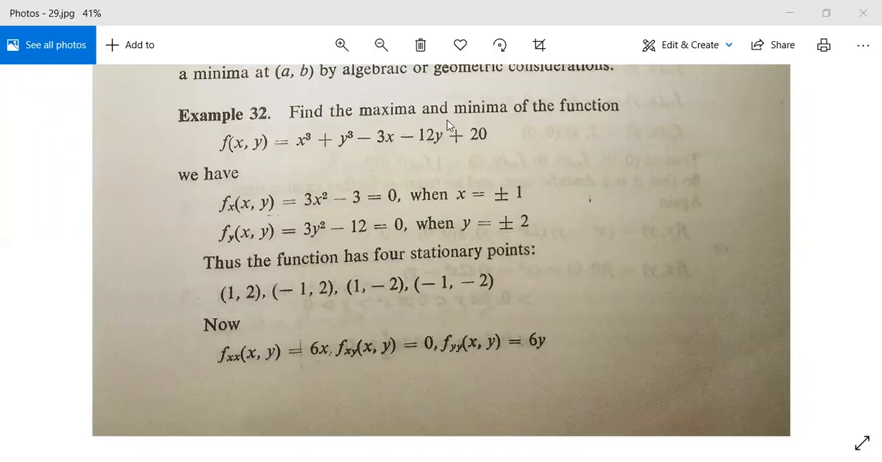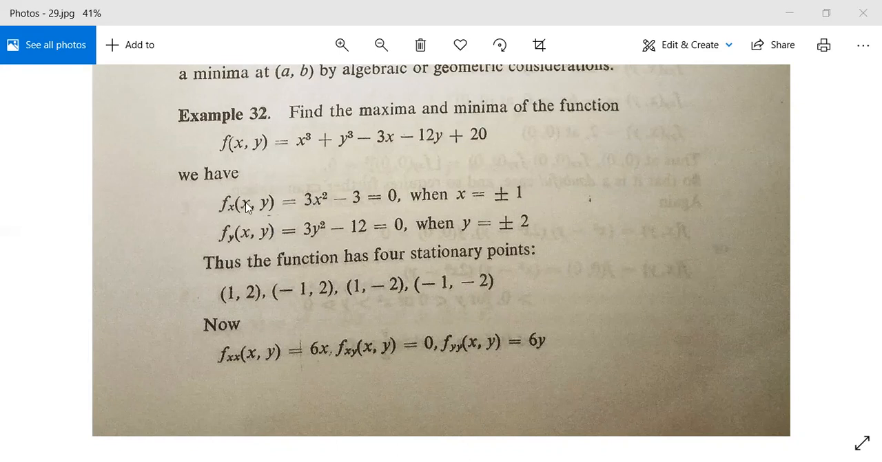Example 32. Find the maxima and minima of the function f(x,y) = x cube + y cube - 3x - 12y + 20. This is a function of both the variables x and y, so it is the case of a function of two variables. For finding maxima and minima, we need to find fx and fy and equate them to 0 to evaluate the values of x and y. So we will get some points.